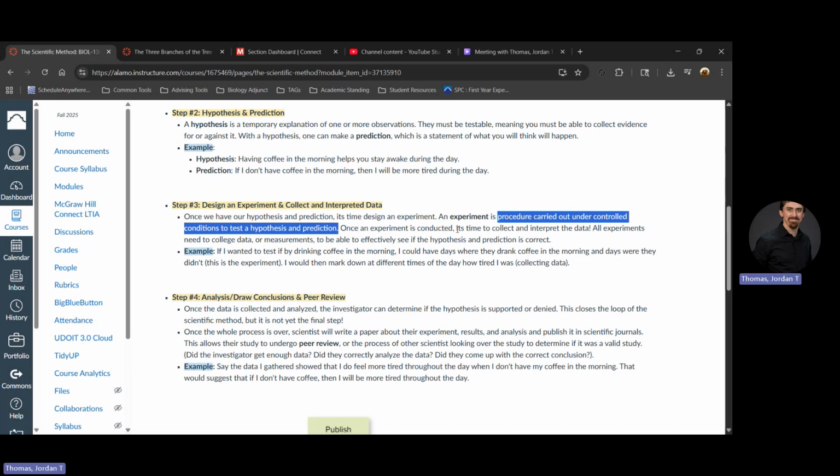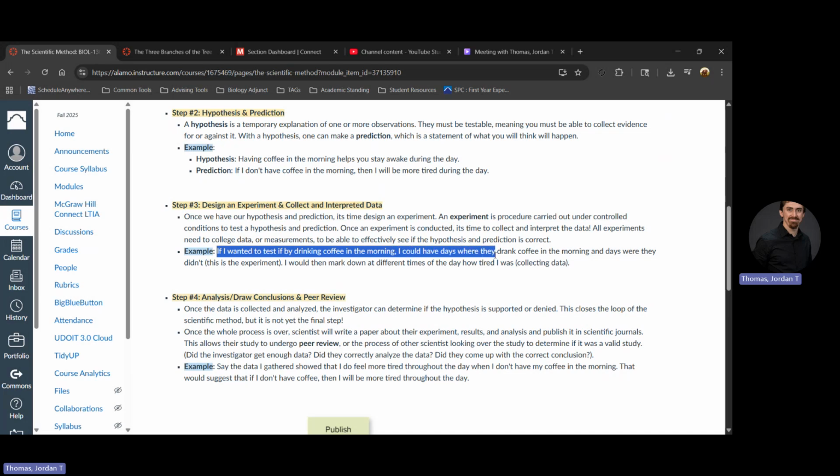Once the experiment is conducted, it's time to collect and interpret the data. All experiments need to collect data or measurements to be able to effectively test to see if hypothesis and predictions are correct. If we go with the coffee example, if I wanted to test if by drinking coffee in the morning, I could have more days where I drink coffee in the morning and days where I don't.